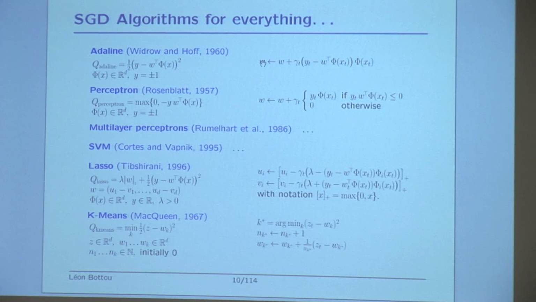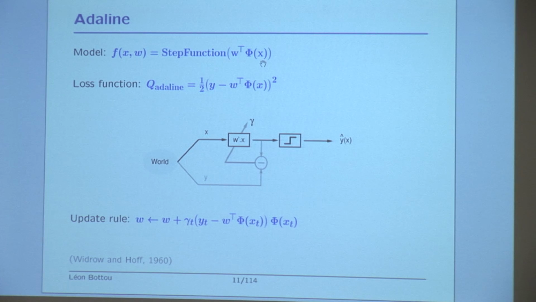So I've shown an example of stochastic gradient for the SVM. And the thing is that you can do this for pretty much everything. So I'm just going to go through some examples. A very first one, from the 60s, Widrow and Hoff, is called the Adaline. Nowadays, we wouldn't think too hard about this, but it is practically very important.